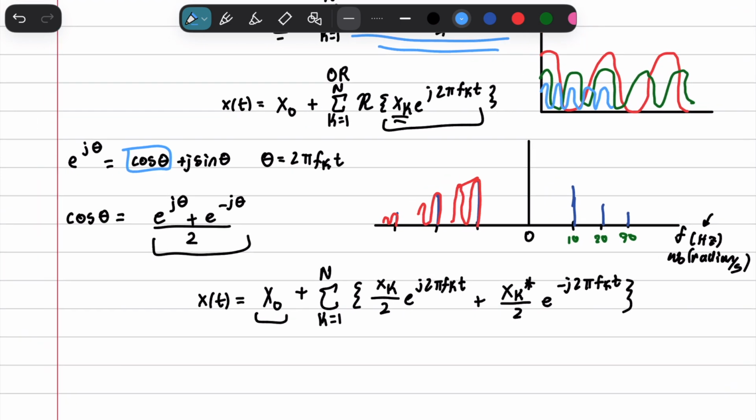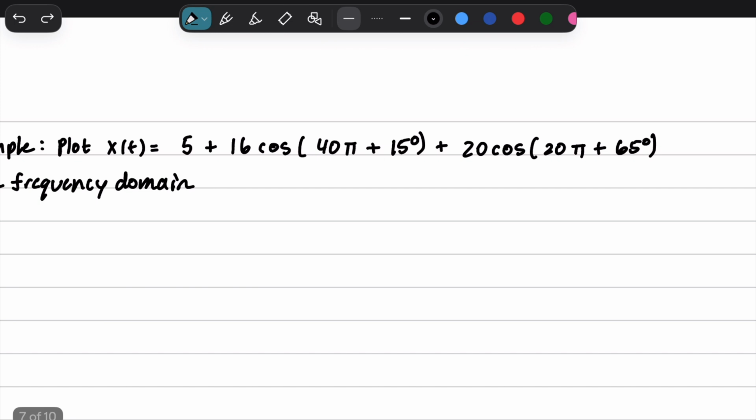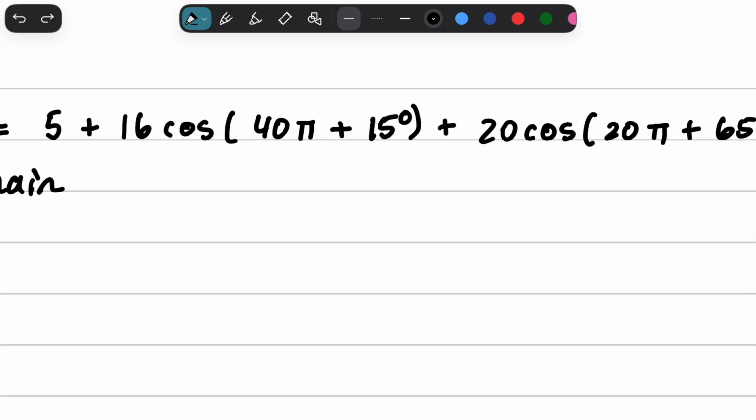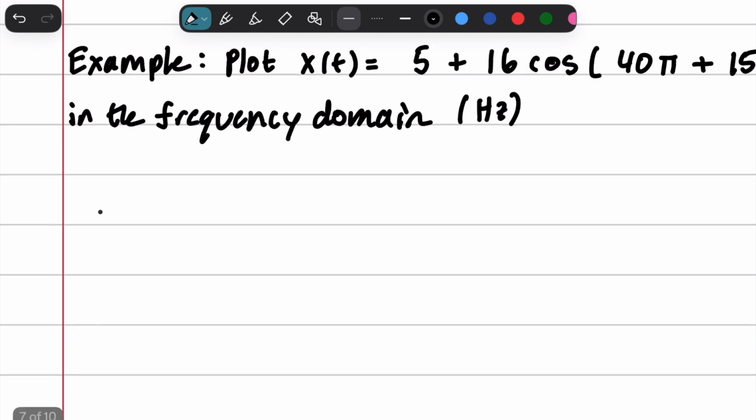And so let's go ahead and do a practice problem. So here's the practice problem. We're given this sinusoid right here. It has a DC component, so no oscillation here, and it has two cosines attached to it at different radial frequencies right here and different phases. And we're asked to plot this in the frequency domain, and for our purposes we're going to be plotting it in hertz.